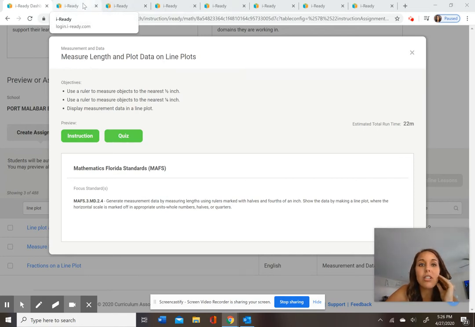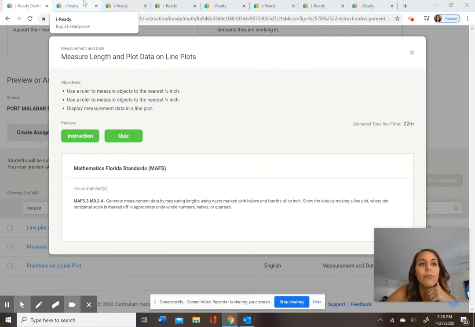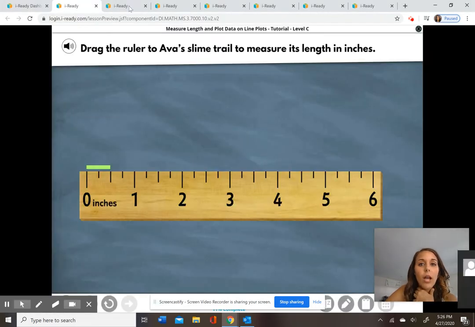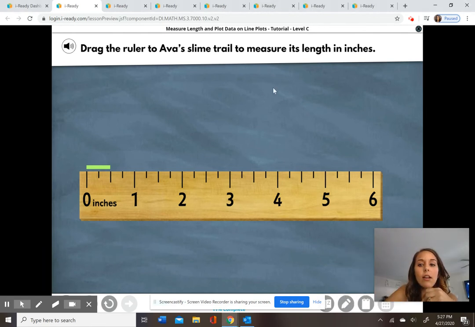I have a couple screenshots for you based on your quiz and your tutorial. Hopefully you are able to take some information away from this. And then if you still have questions, please let me know. So I'm going to start with the beginning of the tutorial. Right here, it has measuring line length and plotting data on line plots.